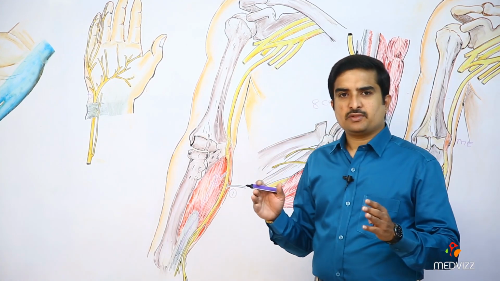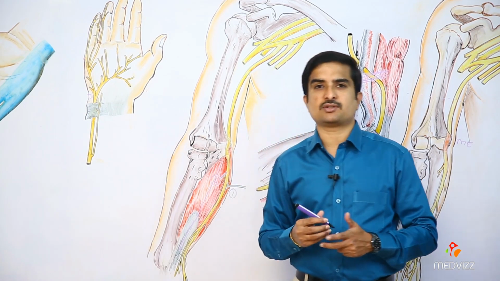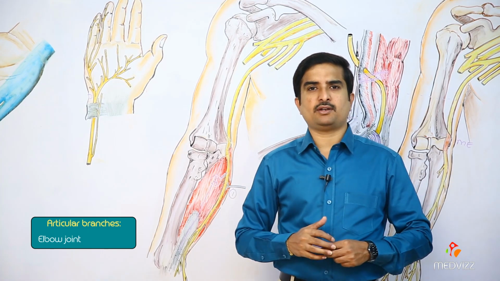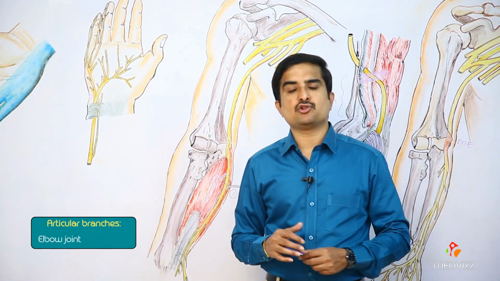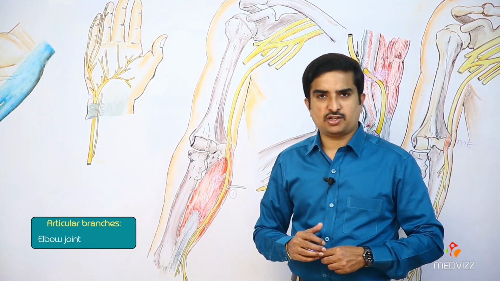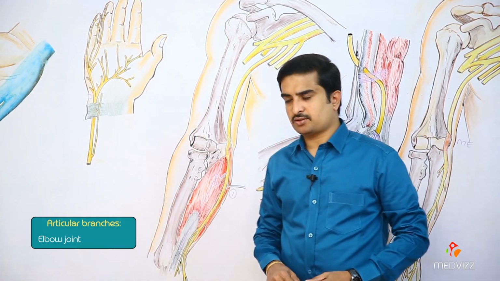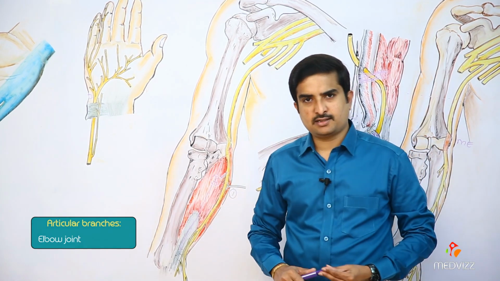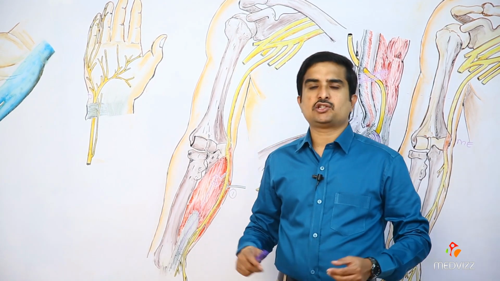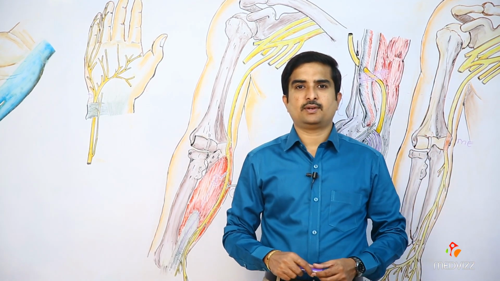So we completed the muscular branches and the cutaneous branches, and what are the articular branches at the forearm? The articular branch is very important here: the articular branch to the elbow joint itself, right? In the cubital tunnel it gives an articular branch. So, an articular branch to the elbow joint, muscular branches to the flexor carpi ulnaris and the medial half of the flexor digitorum profundus, and also the cutaneous branches we discussed right now.